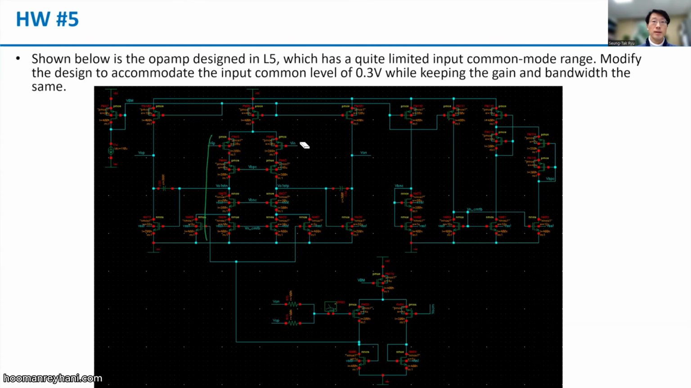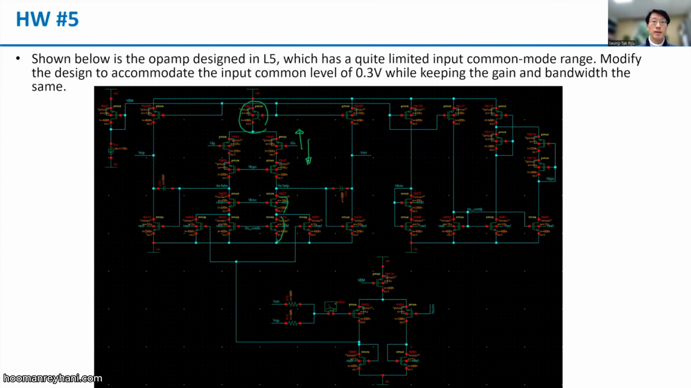So in this design, we have 5 stacks under 1.8 volt. The voltages around here do not have much room for change. The VDS values assigned here are about 0.3 or 0.4 volt, so they are already very close to the VDSAT level. So if the common level changes high, this current source will be in danger.